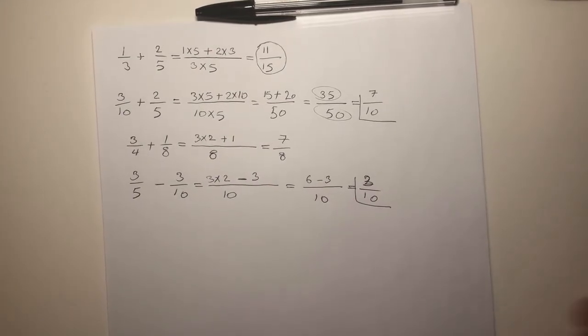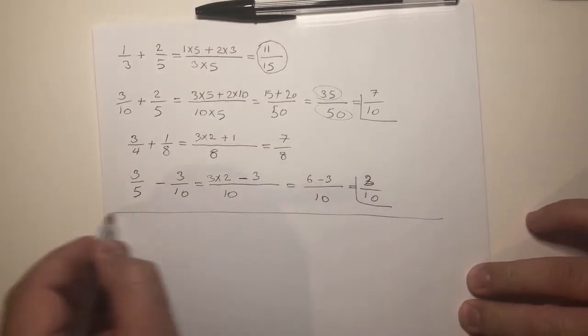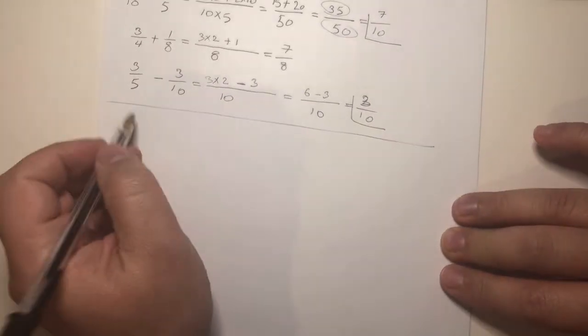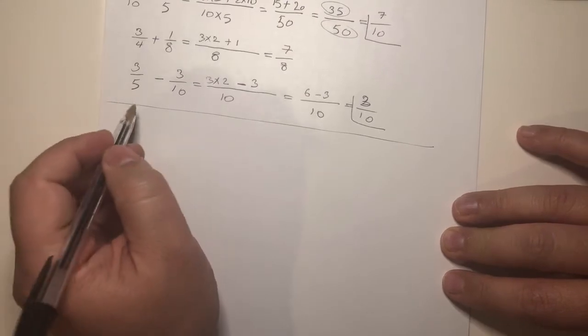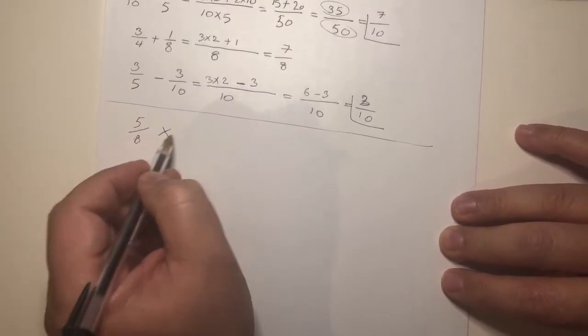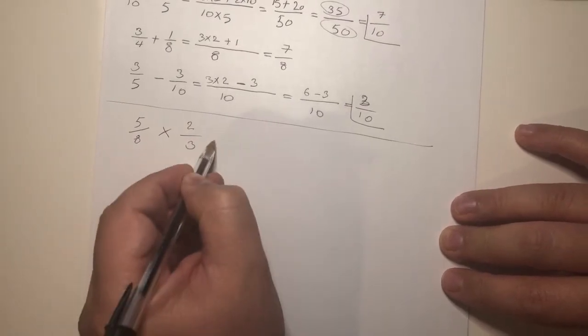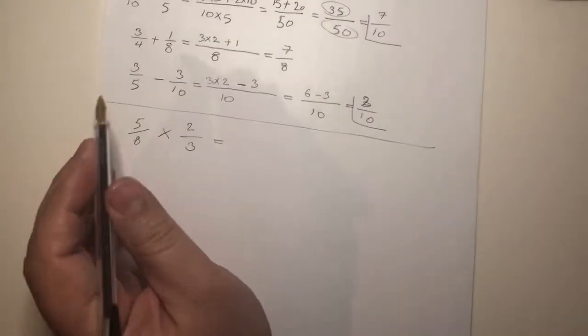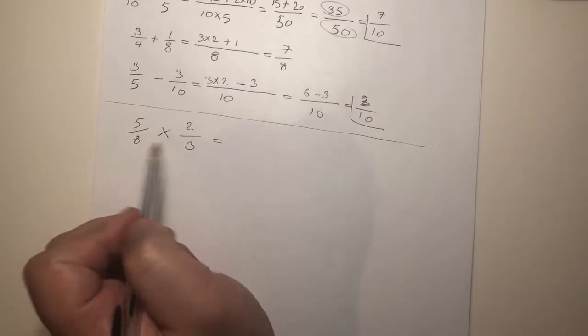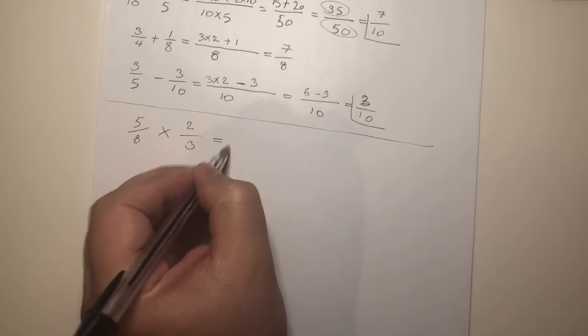Okay, let's do one multiplication now. As another example, we want to multiply two rational numbers. 5 over 8 multiplied by 2 over 3. As I said in the previous lessons, this is easy. You just multiply numerators and denominators and see what you get.